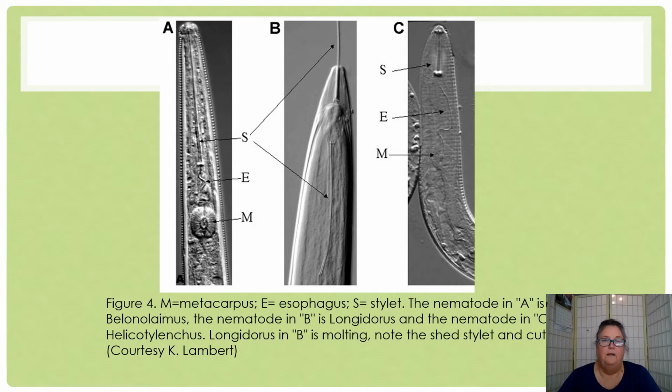Here we are back at nematodes. In these three nematodes, each in a different genus, we can still see that stylet. Right there it is projected. This one is ring nematode. So all the plant parasitic nematodes have a stylet mouthpiece. Other nematodes have other types of mouthpieces.